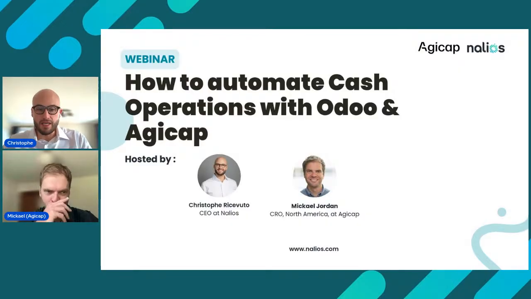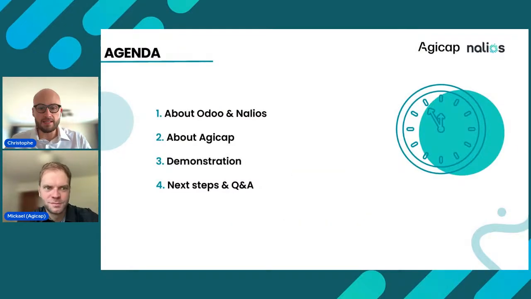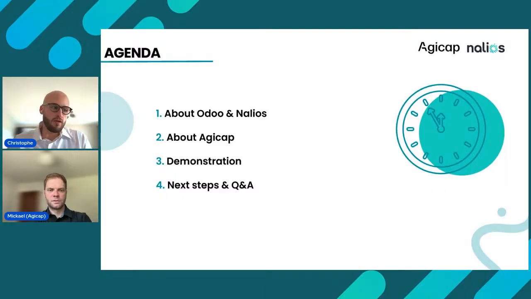So here we are today, and let's have a look at the agenda. So quick introduction about Odoo and Nalios today, and then we're going to talk about Agicap, of course, to explain a little bit further what Agicap does. And then we're going to go over a demonstration of both Odoo and Agicap, and we're going to see the link between the two different softwares. And then we're going to go over the Q&A session.